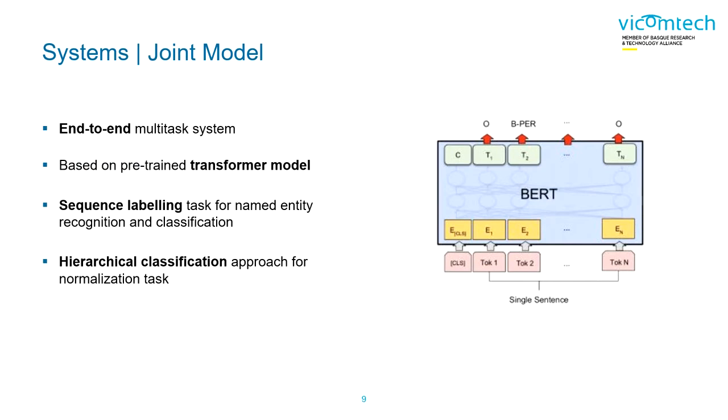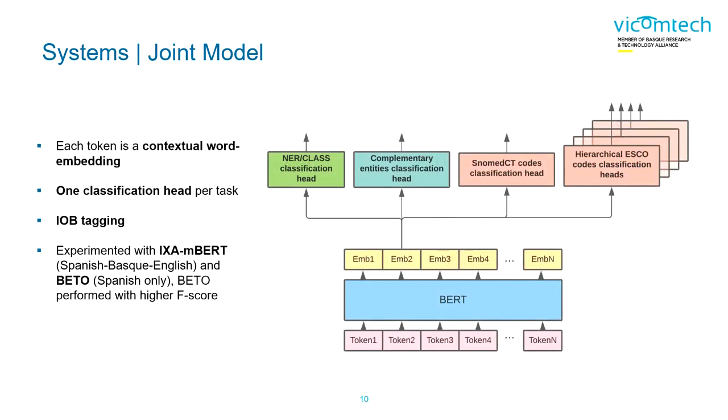The joint model is implemented as a regular sequence labeling task. We have token embeddings as input and labels as output of the model. At the core, there is a pre-trained BERT model that encodes the text. And the normalization task is solved with the hierarchical classification approach. The system solves all 3 tasks and it is trained simultaneously.